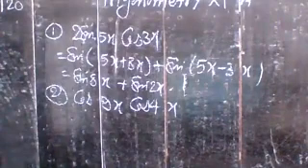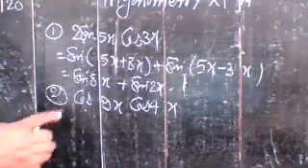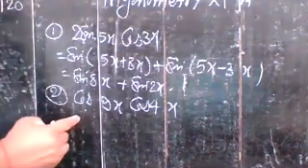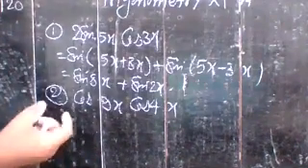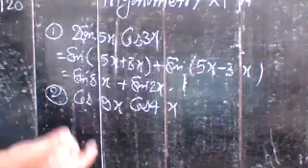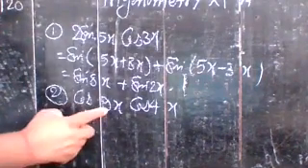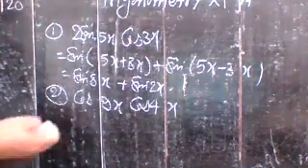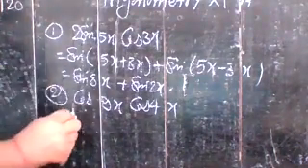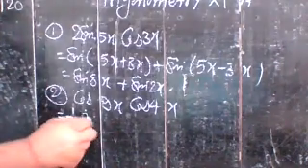Cos 9x into cos 4x. Here you have to express the identity in the form of a sum or difference. But if you compare with the identity which you know, that starts with 2 cos x cos y, here 2 is not given. So what do you do? You have to make it. So you have to divide and multiply by 2.